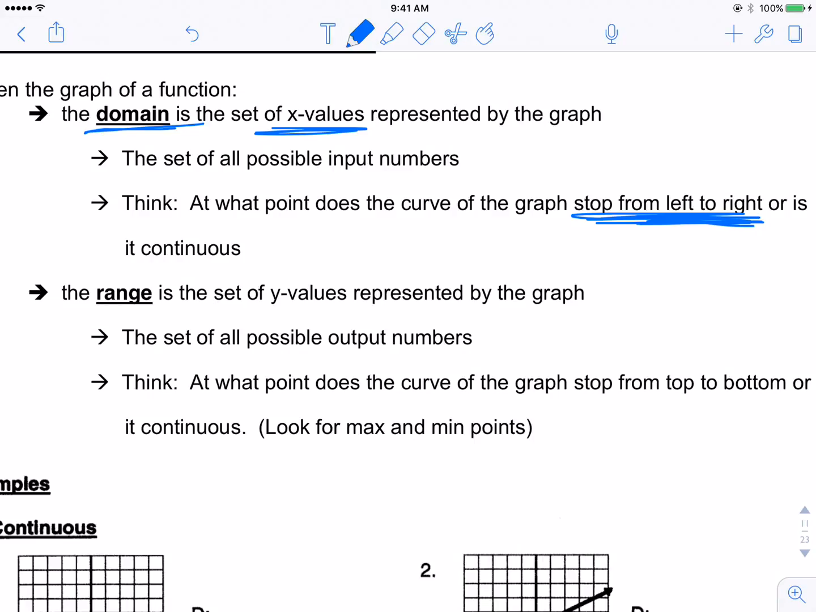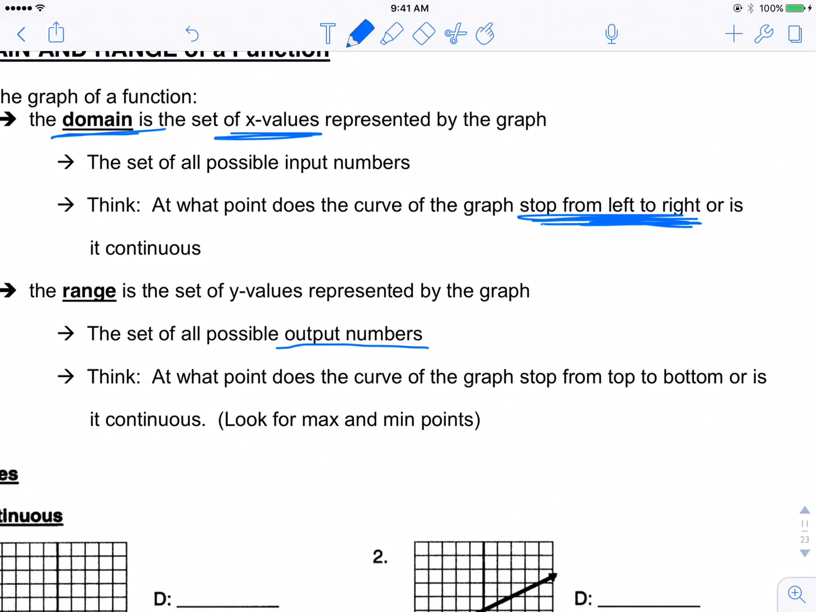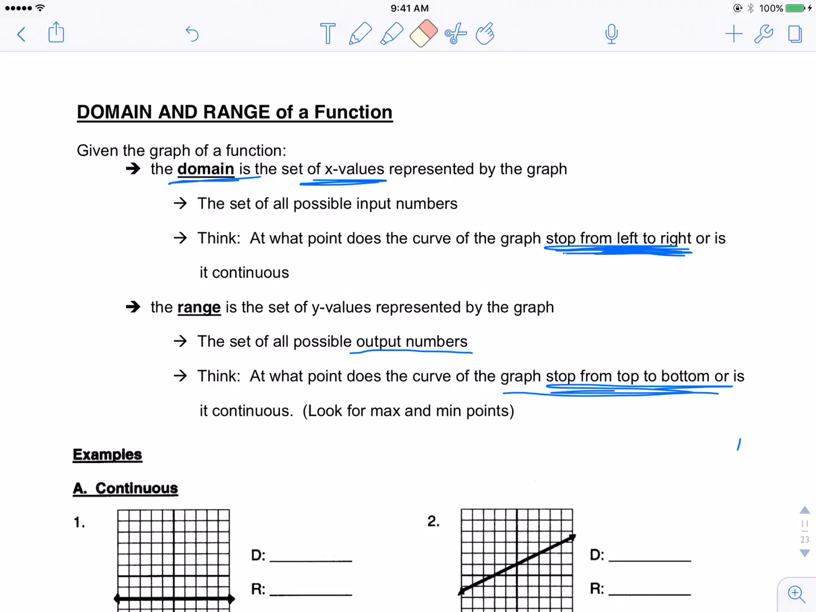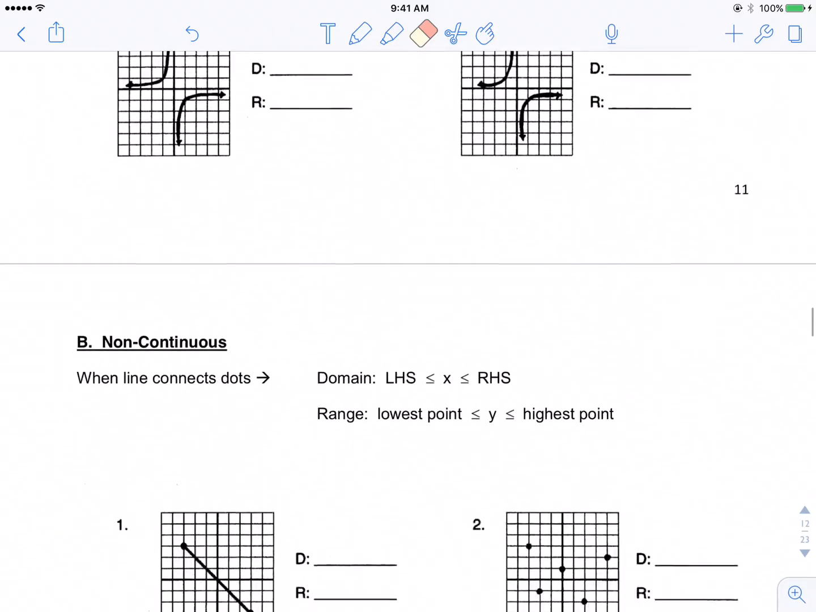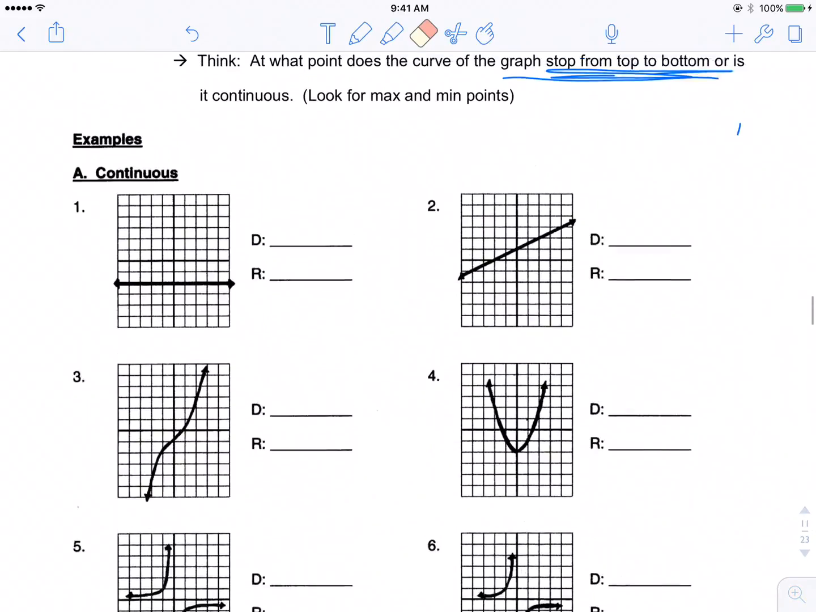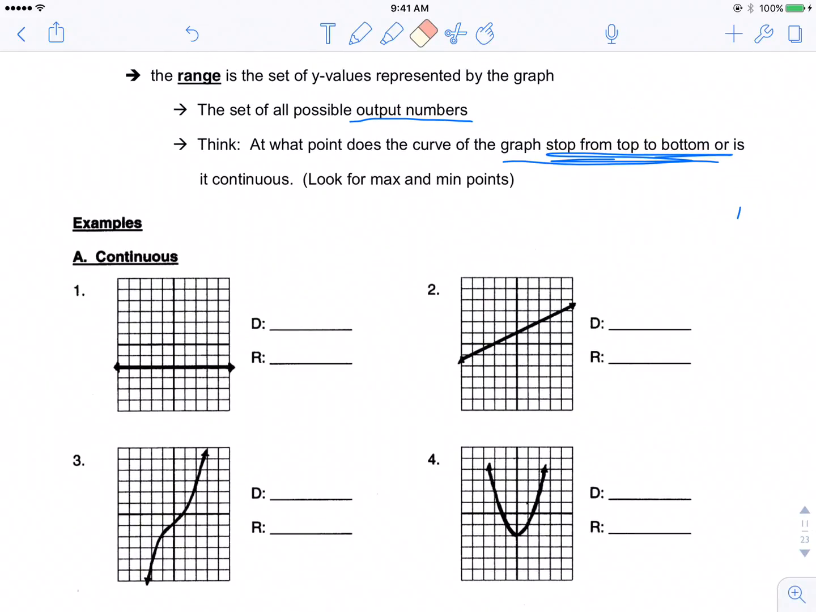The range values are the other ones. They're all the possible output values for whatever the situation happens to be. And you can think to yourself, the range is what the graph does from top to bottom. Vertically, what's the graph doing up and down? Not necessarily left and right, but up and down. So you look for maximum or minimum points. Let's look at some examples. There are two types, continuous and non-continuous. I find the non-continuous ones a little easier to do, and the continuous ones a little bit confusing.